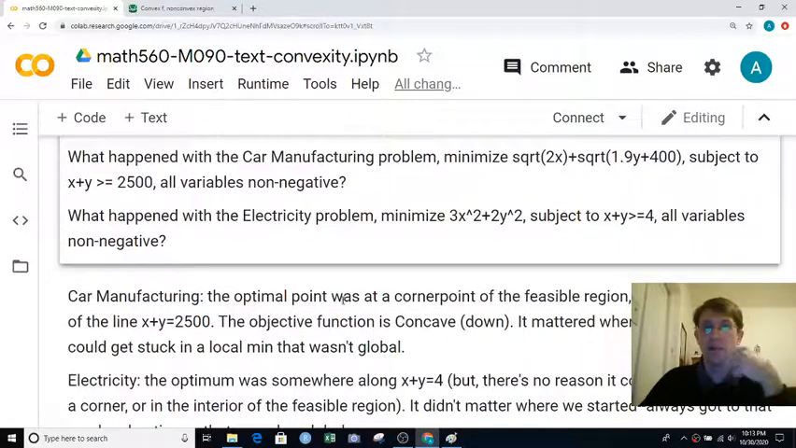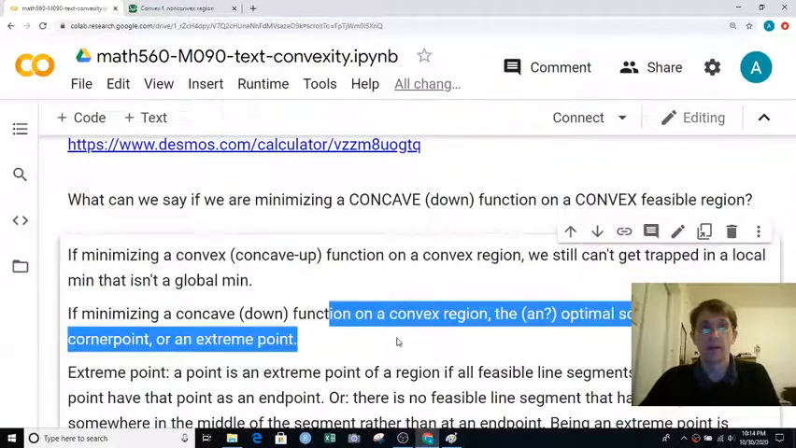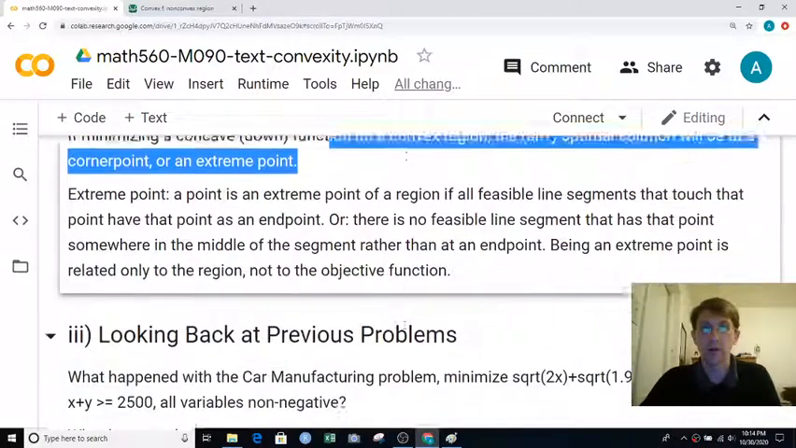Well, in the first problem the optimal solution was at a corner point of the feasible region, and we were never finding an optimal solution in the middle along the boundary of the feasible region. The objective function is concave down: square root is concave down, and adding two concave down functions, you get a concave down function. And we could apparently get trapped in local mins, just like we said. And our optimal solution was at a corner point.